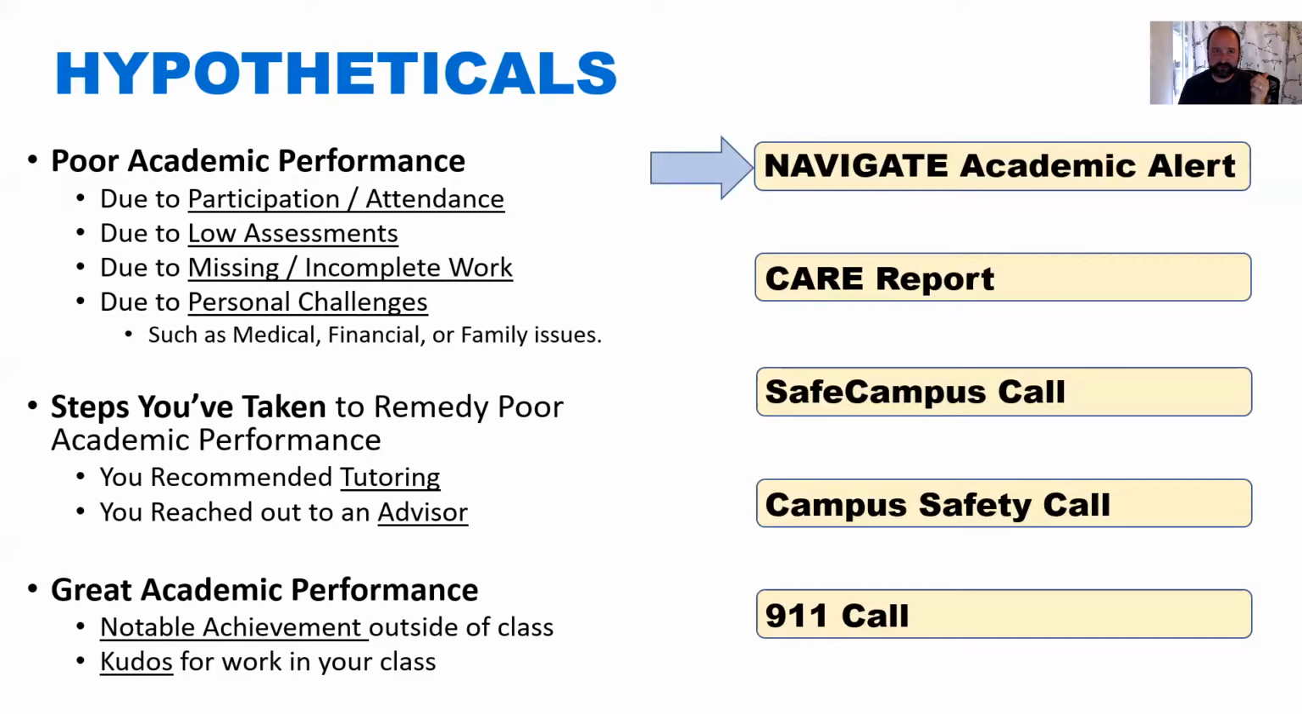Did you connect them with tutoring? Did you reach out to an advisor? And academic alerts aren't always just for poor academics, right? They could have great performance. They could be doing some really cool things in your class. They could have gotten a great scholarship. These are times to use notable achievement and kudos, just so you're looping in the advisors and UW-Bothell in general about what awesome students you have, right?